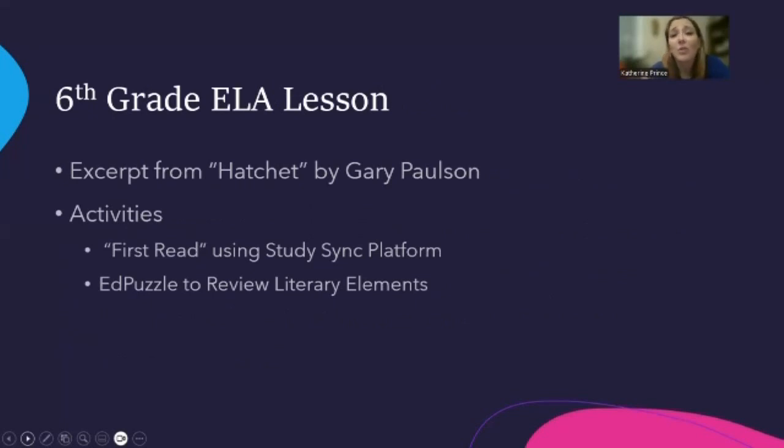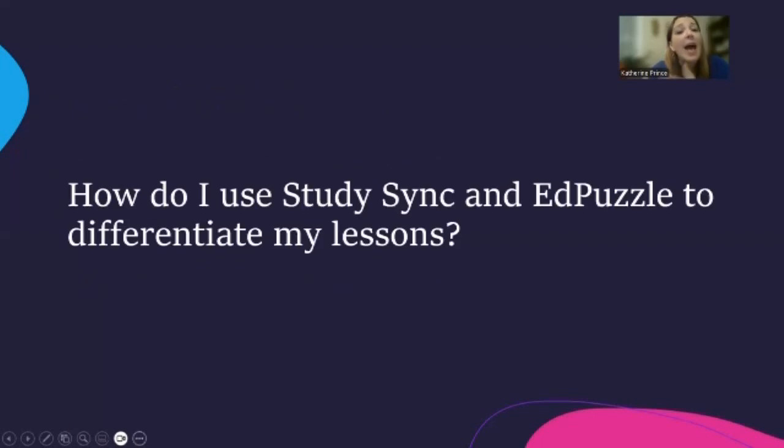I'm going to share with you an ELA lesson plan from an excerpt of Hatchet by Gary Paulsen. This is the story that my students have just begun this week. We're going to look at a first read using our new StudySync platform, and then I'm going to show you an EdPuzzle activity to review the literary elements that we're going to be talking about. So how do I use StudySync and EdPuzzle to differentiate?